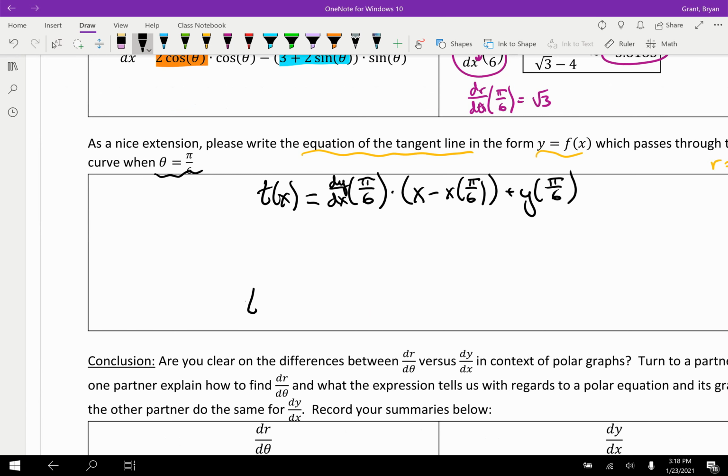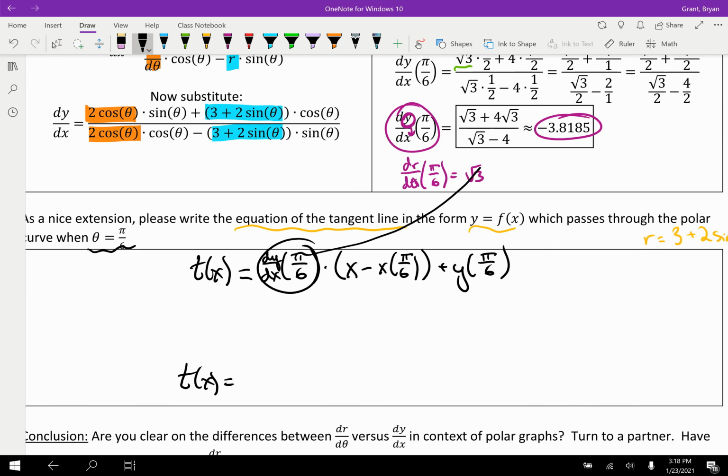Luckily, we already know one of these. We just went through the whole process and found this derivative. This derivative is this guy up here. And you can use your decimal approximation. I'll use the exact value just because it makes me happier. So square root of 3 plus 4 root 3 over square root of 3 minus 4 times. What about these last two?